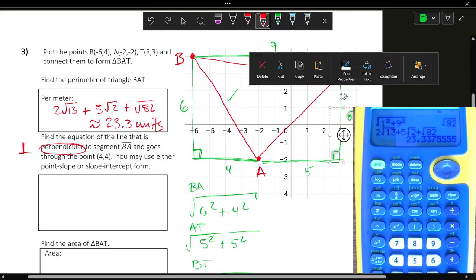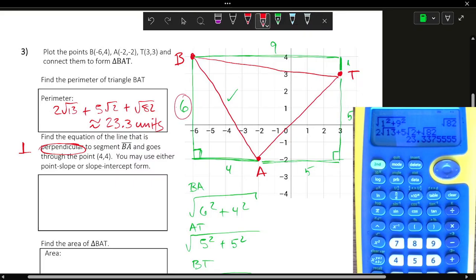The slope of BA is down 6, so it's going down 6 over 4. So I know that's clearly a negative slope, right? So BA has a slope of -6 over 4, which is -3 over 2. That's the slope of BA, but I want to be perpendicular to it. So the slope I'm going to be using for my answer is going to be 2/3, which is the opposite reciprocal slope. Multiply them, I get -1.